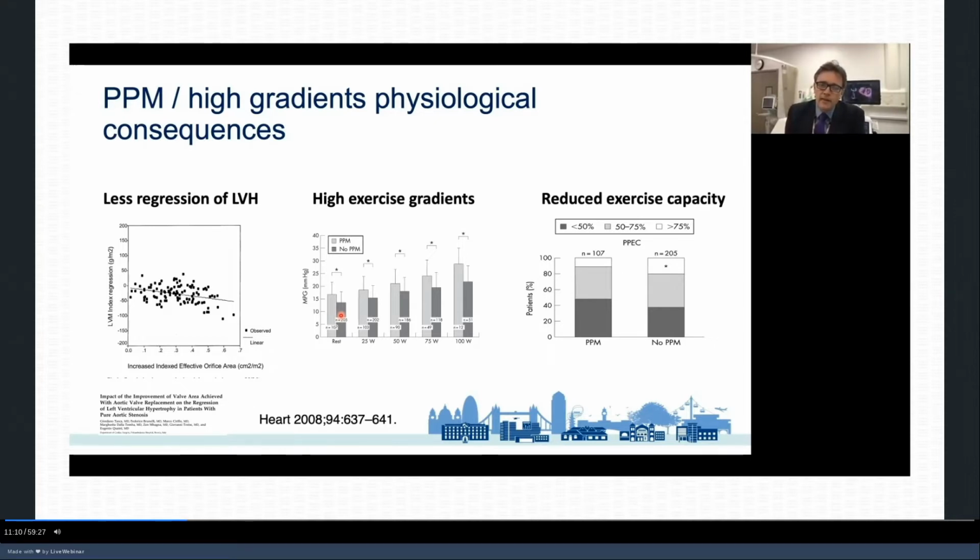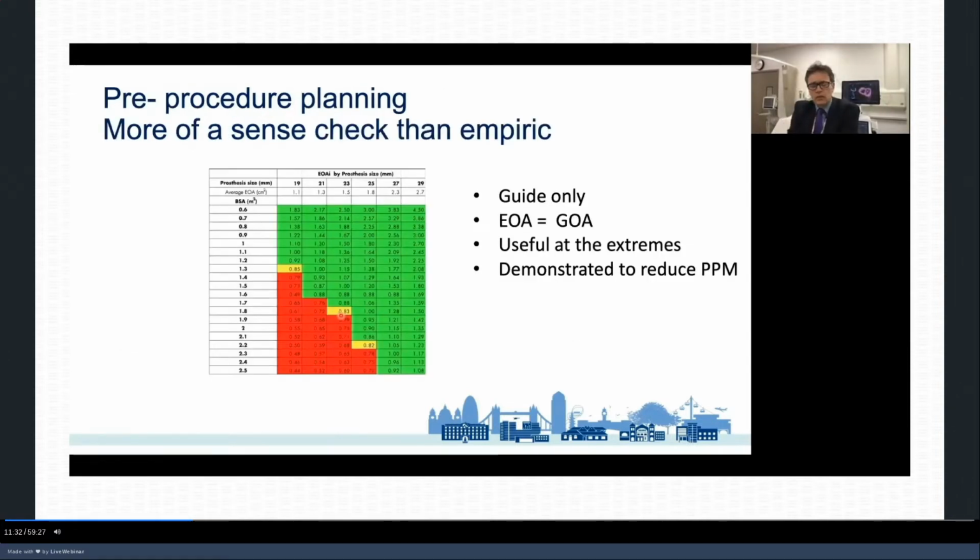And if you look objectively at the exercise function, so more than just asking somebody and doing an NYHA, in this case, looking at cardiopulmonary exercise testing, you can see that those patients with patient prosthesis mismatch have, on average, a serious reduction in their exercise capacity as measured objectively. So it makes sense to start planning for this before the operation. And this is an approach where you look at the patient, you look at the valve in front of you, and you try and match the two.